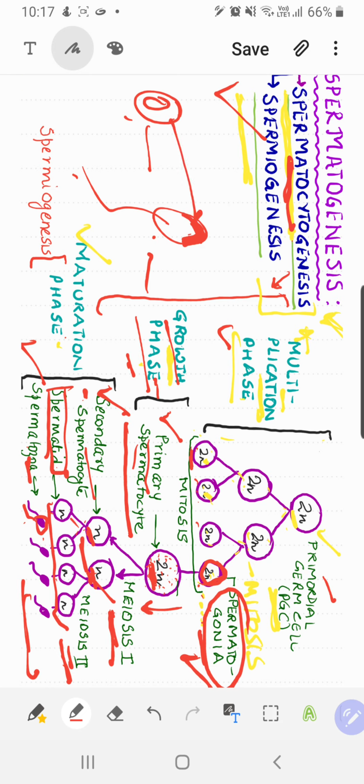Spermatid develops acrosome at the top of the head, and this acrosome is containing the lysing enzyme hyaluronidase. And who has done this? The Golgi apparatus which is present inside the spermatid. This has made the acrosomal body at the top.